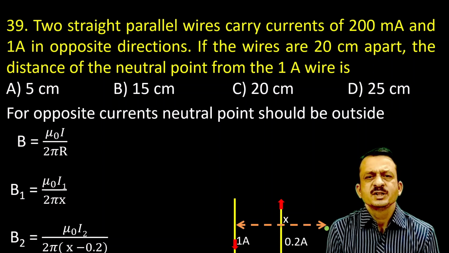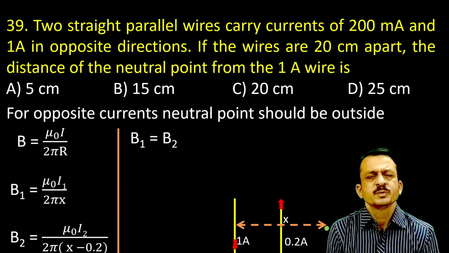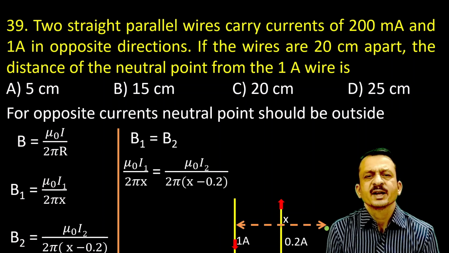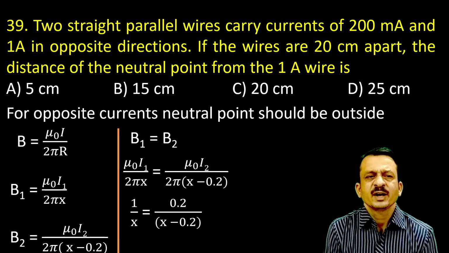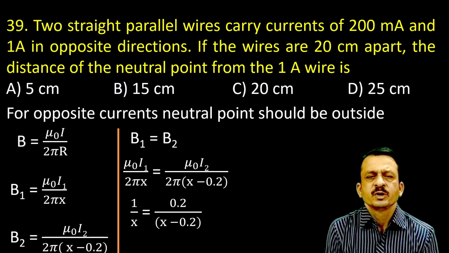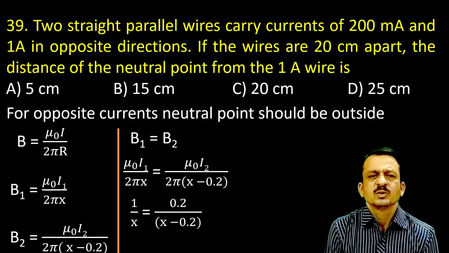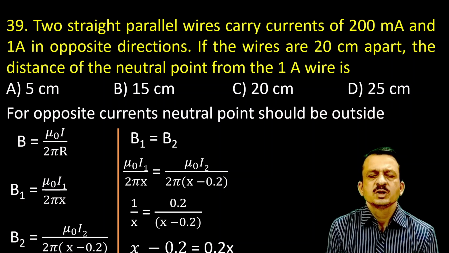Now these two fields should cancel each other at the null point. Therefore B1 should be equal to B2. Comparing them and cancelling the terms, mu naught divided by 2 pi cancels. I1 is 1 amp, therefore 1 divided by x should be equal to I2, which is 200 milliamps or 0.2, divided by (x minus 0.2). Okay, so cross multiplying, x minus 0.2 is equal to 0.2x.